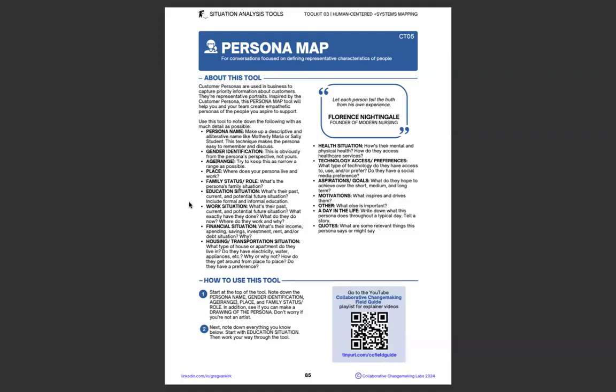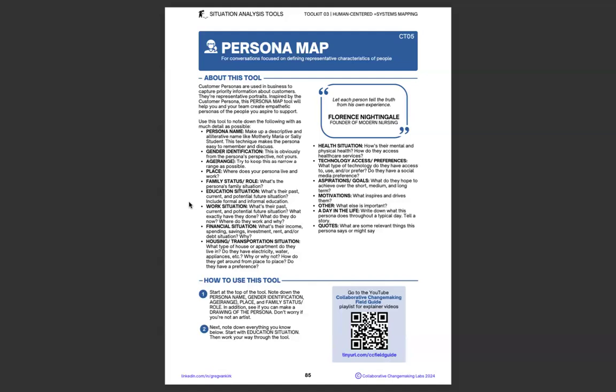Include formal and informal education. Work situation. What's their past, current, and potential future situation? What exactly have they done? What do they do now? These are just simply prompts, right? There could be a lot more. Where do they work and why? Financial situation. What's their income, spending, savings, investment, rent, and or debt situation? Why? And housing and transportation situation.